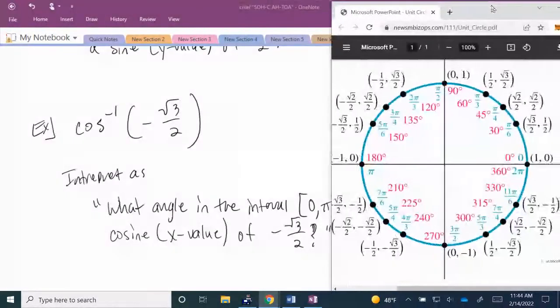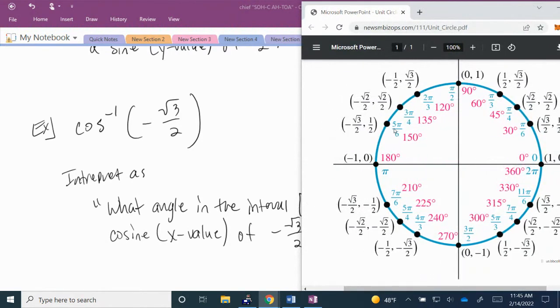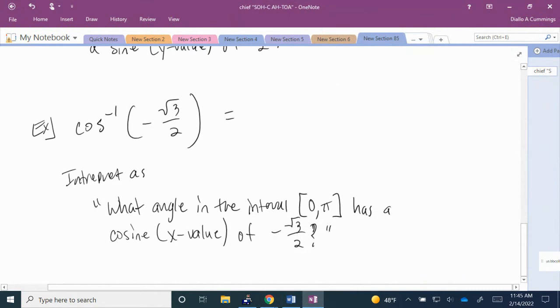Remember 0 to pi, that's the top half of our unit circle. So I'm looking for an angle in the top half of the unit circle that has a cosine or an x value of negative square root of 3 over 2. It looks like 5 pi over 6. It has a cosine or x value of negative square root of 3 over 2. So here we should have 5 pi over 6.